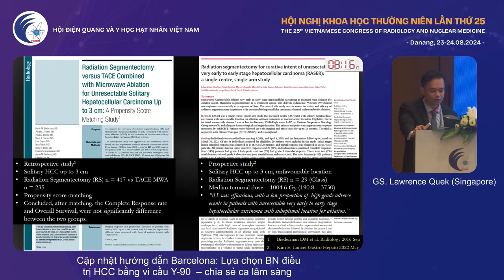And then a further study by Atkins' group, Mount Sinai. We look at a prospective study now, also 3 centimeter tumors in unfavorable location. The numbers are smaller, but it shows that it works. They have given doses more than 2.5 times the legacy trial of 400 grays. We're looking at 1,000 grays for the median tumoral dose. They have shown that radiation segmentectomy is efficacious. Low proportion of high-grade adverse events in these patients because it's very localized. And these patients are unresectable, very early to early stage HCC with suboptimal location for ablation.